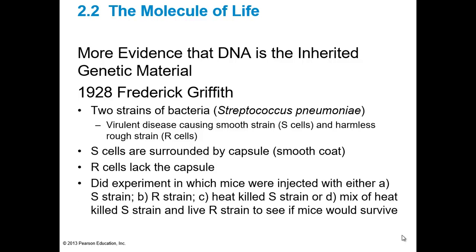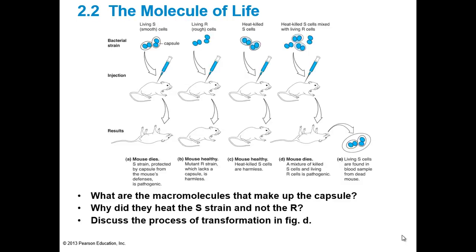Okay, and Griffith did the experiment where mice were either injected with the S strain, the R strain, the heat-killed S strain, or a mixture of heat-killed S and live R to see if the mice would survive. When he injected the smooth cells, which are lethal, the mice died. When he injected the rough cells, the mice lived. If he just heat killed the S cells and they were no longer alive, then the mice lived. But if he took the heat killed S cells and he put living rough cells in, then the mice died.